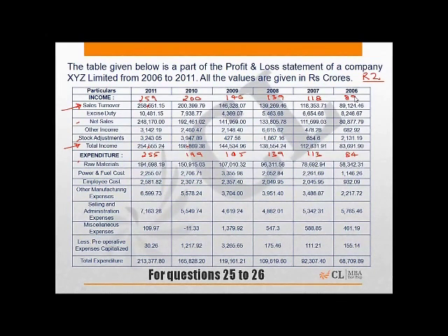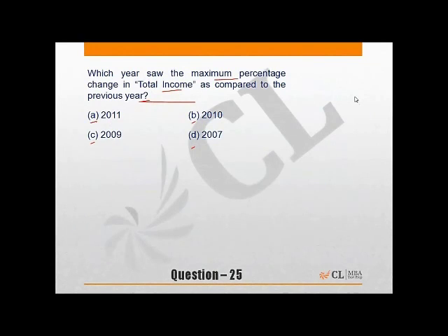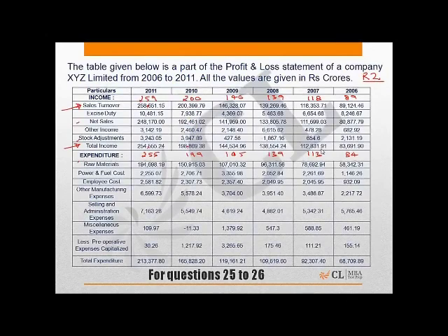Now let's look at the question and solve it. Which year saw the maximum percentage change in total income as compared to the previous year? Let us look at the total income change for these 4 years, 2007, 2009, 2010 and 2011. For 2007, from 2006 the total income went up from 84 to 113, an increase of 29. 2009 is an increase of 6. 2010 is an increase of 45 plus 9, 54. And 2011 there is an increase of 56.